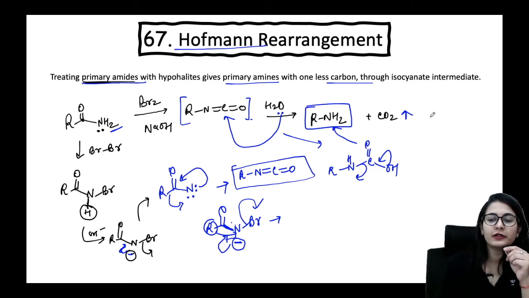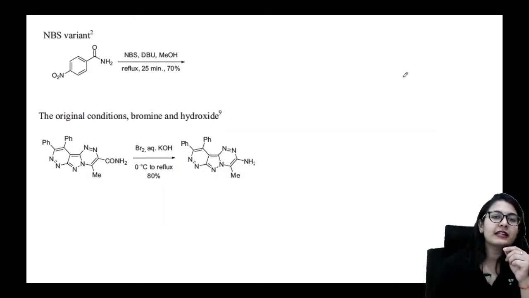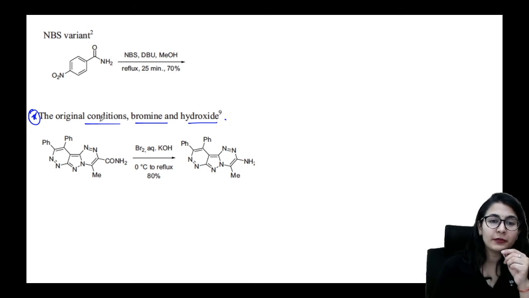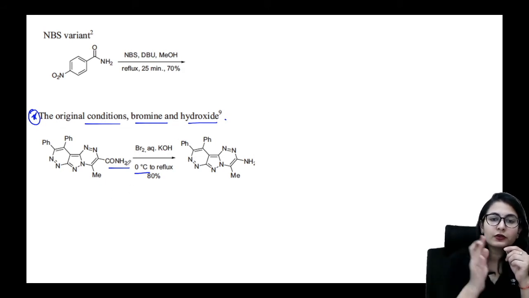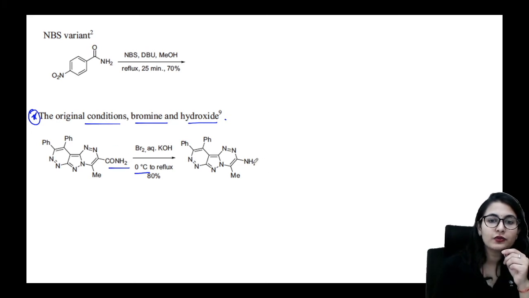Okay, so this is a very simple rearrangement reaction. Let's see an example over here, guys. So let's see example number 2 first. The original conditions, bromine and hydroxide, when they are taken to a big molecule, as you can see, right? So guys, this is a big molecule. You have a primary amide. None of the other atoms are touched in this reaction condition. 0 degree centigrade, bromine and KOH. What just happens? Once again, you are just going to go through the same mechanism, conversion of CONH2 to amine. Okay? All right. The molecule is as it is, not disturbed at all.